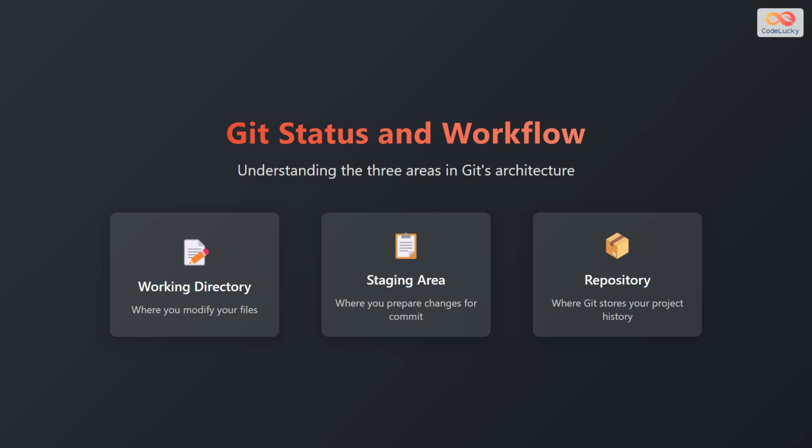In this video, you'll learn about Git Status and Workflow. We'll understand the three key areas in Git's architecture, which are the working directory, the staging area, and the repository. Understanding these areas is fundamental to using Git effectively.